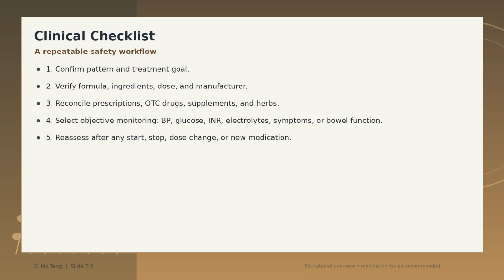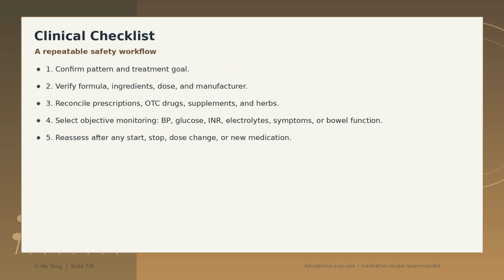A useful clinical checklist has 5 steps. 1. Confirm the traditional pattern. 2. Identify the exact product and full ingredient list. 3. Reconcile prescriptions, over-the-counter drugs, supplements, and other herbs. 4. Identify measurable endpoints, such as blood pressure, glucose, INR, electrolytes, symptoms, or bowel function when relevant.